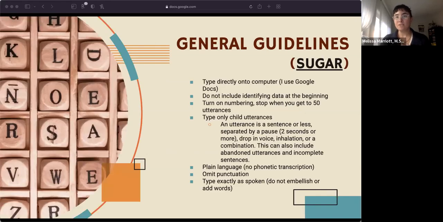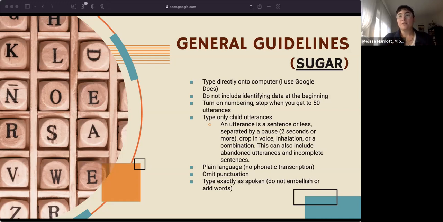Okay, so that's the why we want to do language samples. And now we're going to get into some basic guidelines about how to do them. And like I said, I'll walk you through the process.